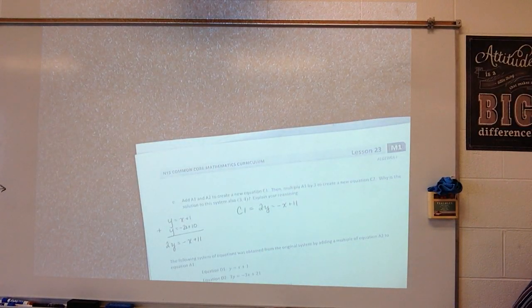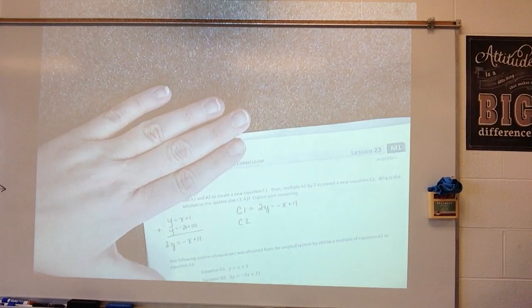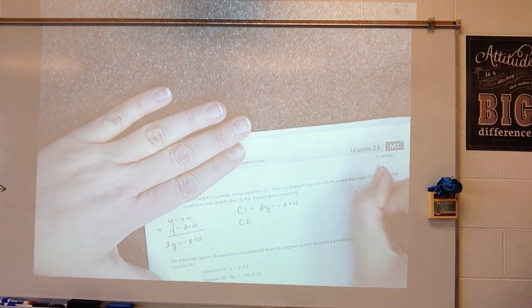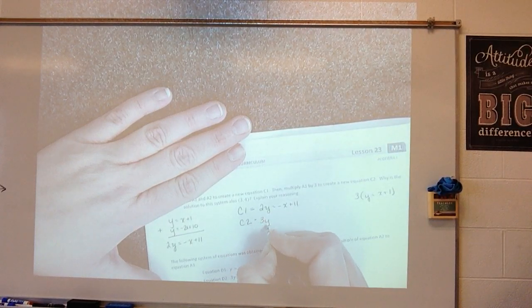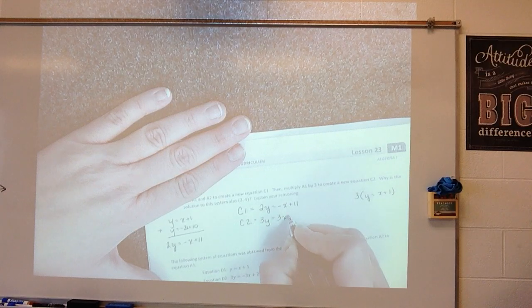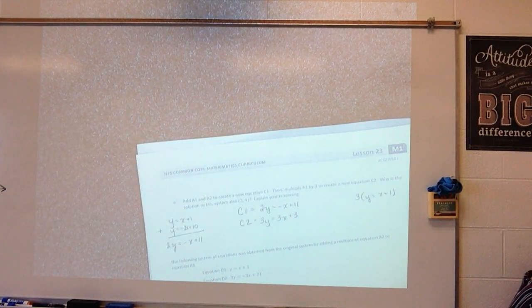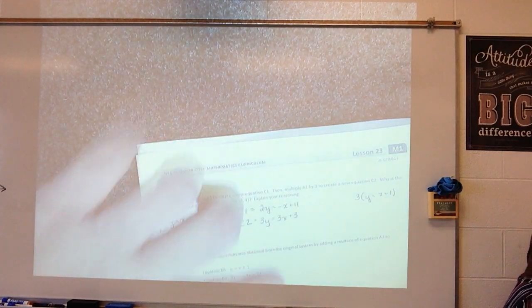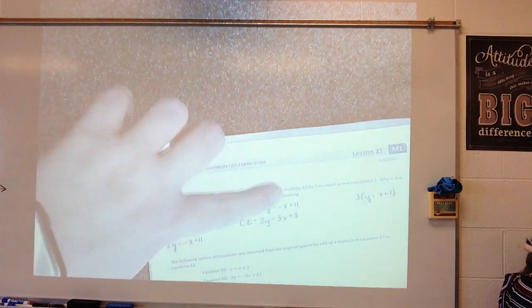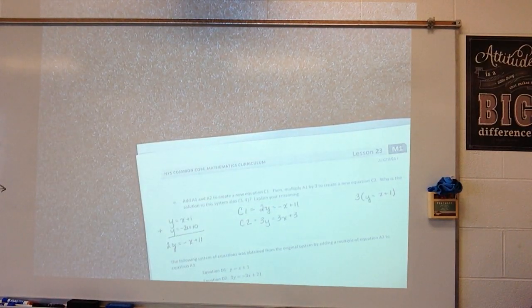Then multiply A1 by 3 to create a new equation, C2. So it wants us to multiply A1 by 3. So we get 3y is equal to 3x plus 3. If you substitute, why is the solution to this system also 3, 4? Explain your reasoning. Well, if I substitute 3 and 4 in for x and y, I should see that both equations are true. Alright, so 3, 4 is a solution.